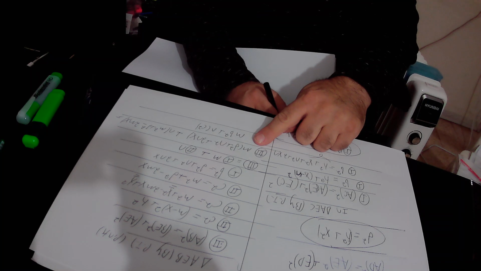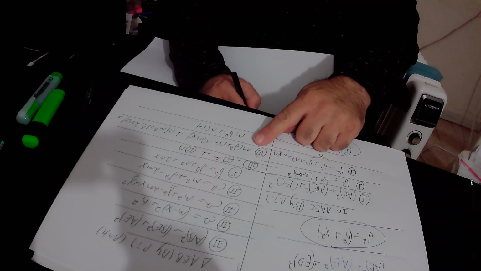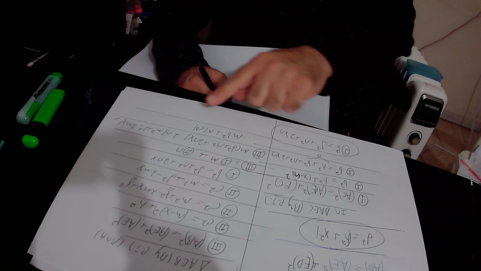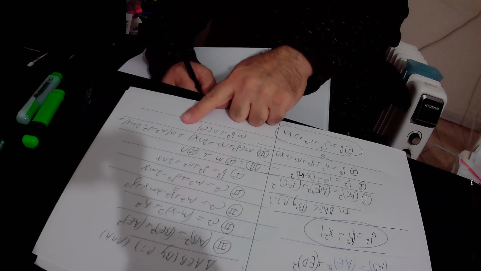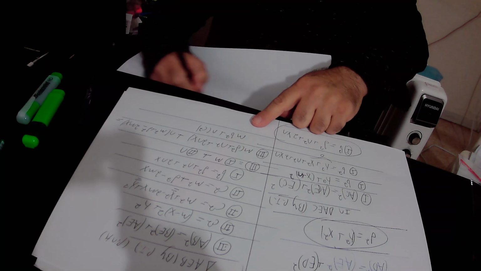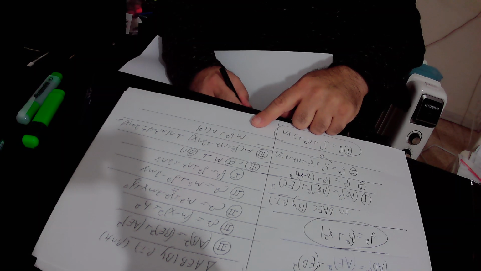md squared plus mn squared plus 2mnx plus nm squared plus nd squared minus 2mnx equals, on the other side of the equation, b squared m plus c squared n.